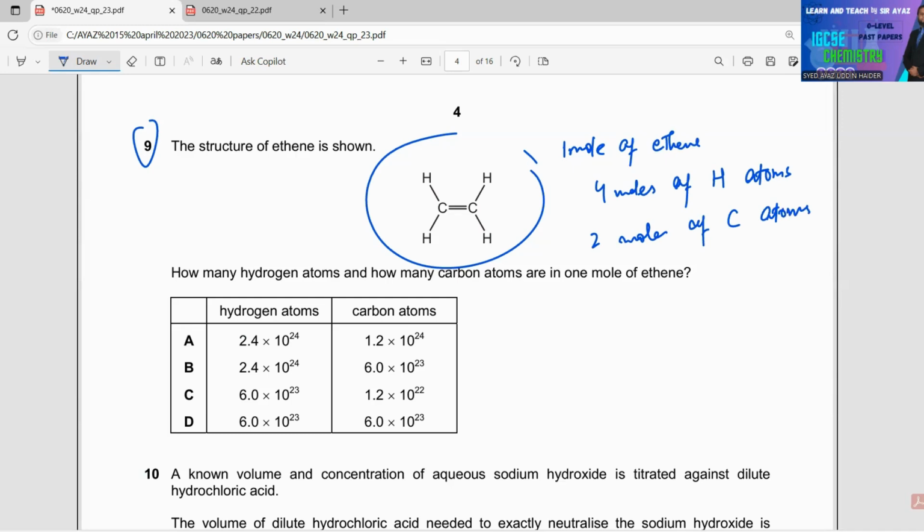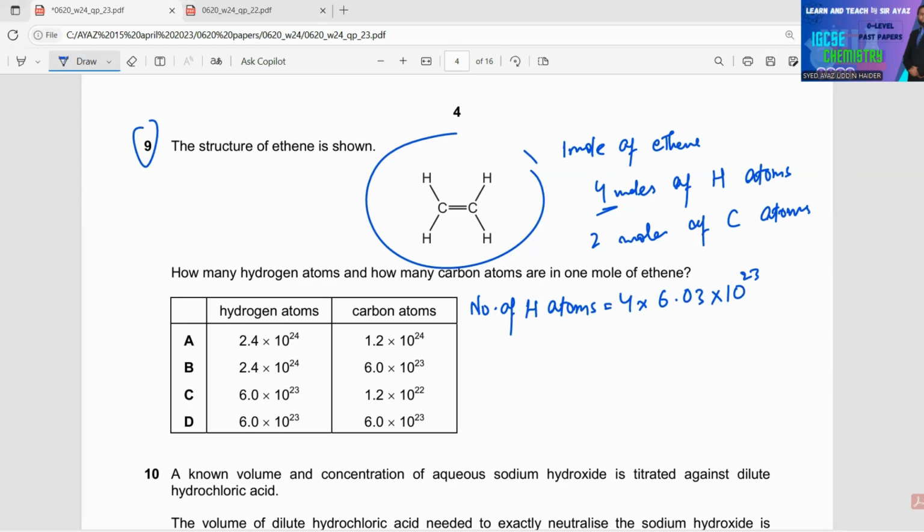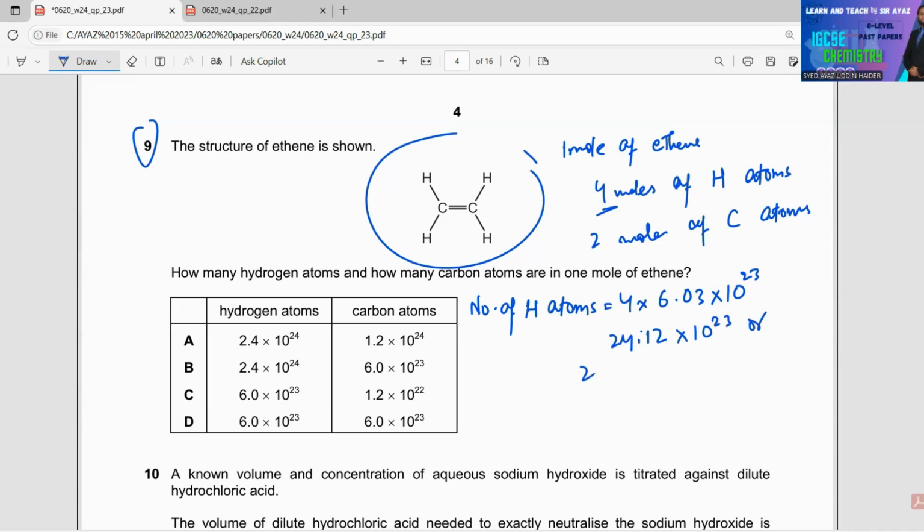Now they are asking for the total number of atoms. In order to get the total number of atoms, I will multiply 4 by the Avogadro number. So the number of hydrogen atoms is equal to 4 multiplied by 6.03 × 10^23. 6.03 times 4 gives 24.12, so 24.12 × 10^23, or it becomes 2.412 × 10^24. So either A or B is correct. Both C and D are incorrect.